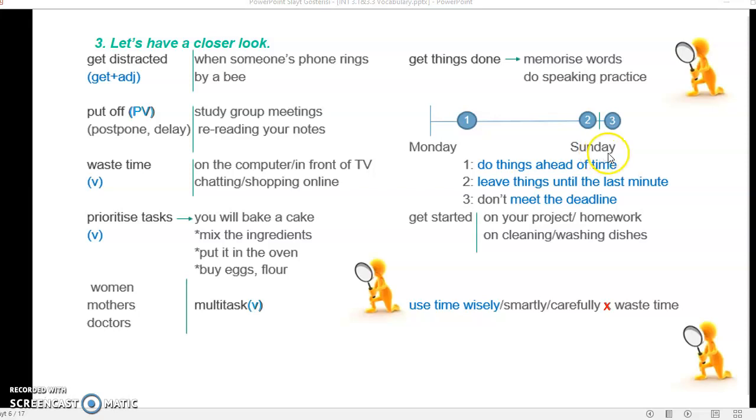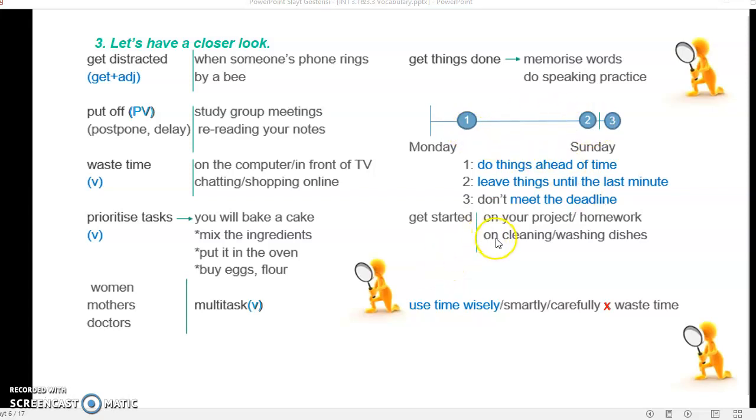All right, in this table, let's say your teacher gives you homework on Monday and the last day for the homework is Sunday. I have 3 students here. Student number 1 does it immediately after Monday, probably on Tuesday. So she has lots of time ahead. So number 1 here does things ahead of time. Number 2 does it just before Sunday. So she leaves things until the last minute. Number 3 does it after Sunday, which is too late. So number 3 doesn't meet the deadline. Number 3 misses the deadline.